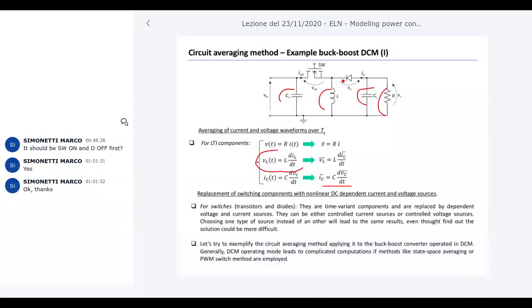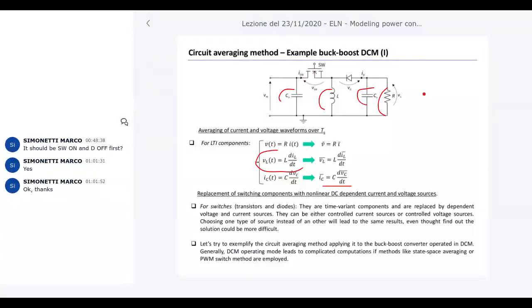Let me exemplify this procedure looking at the buck boost DCM, something which is not easy to derive with other techniques previously evaluated, but in this case can be easily done. So, buck boost DCM.